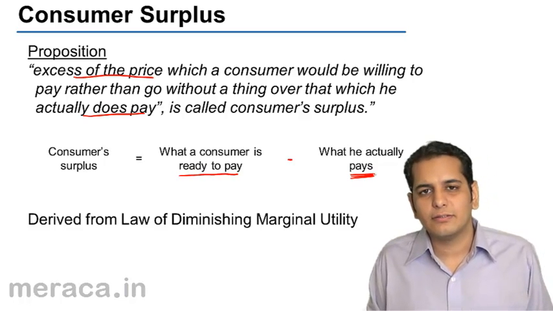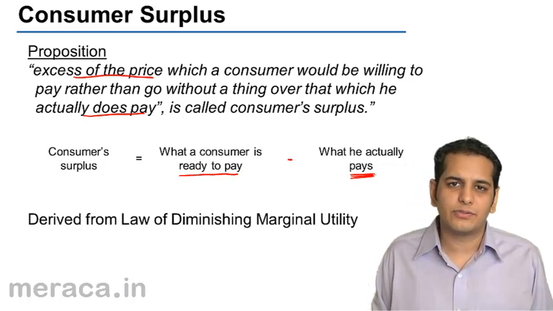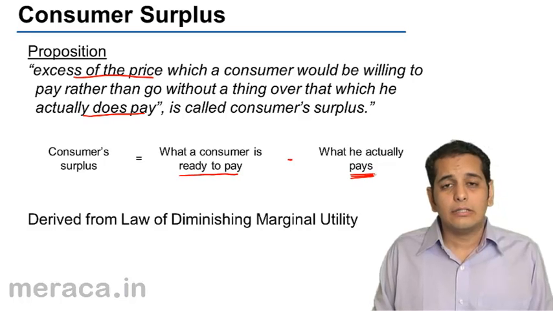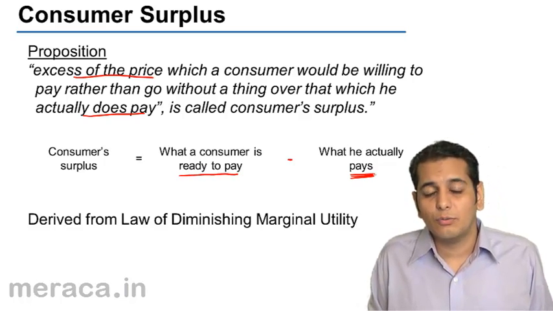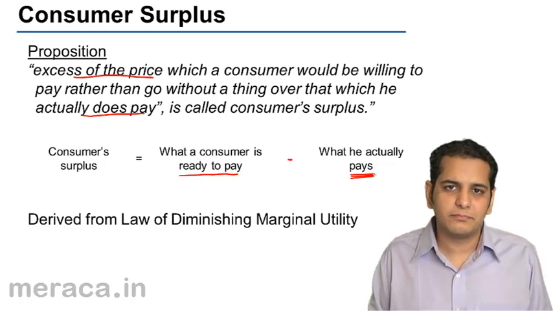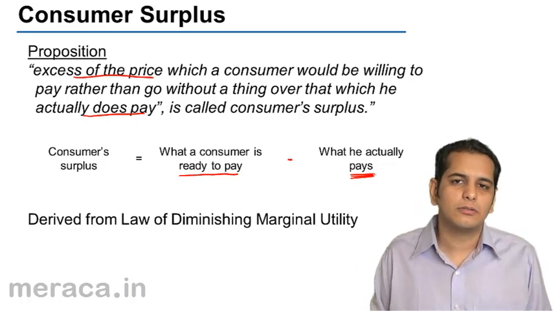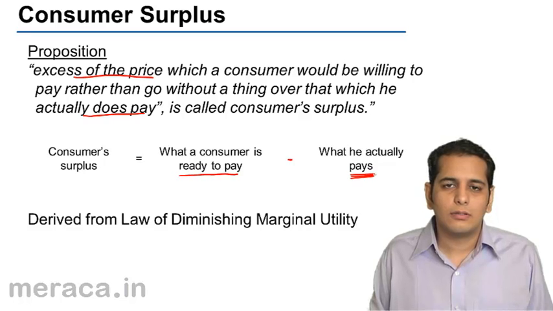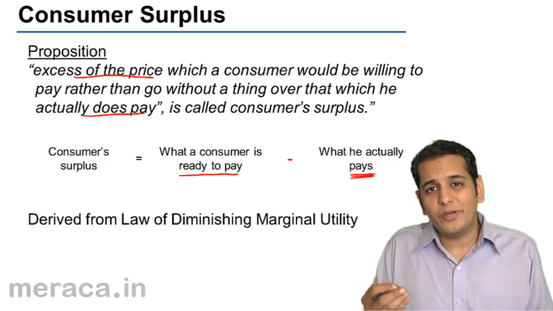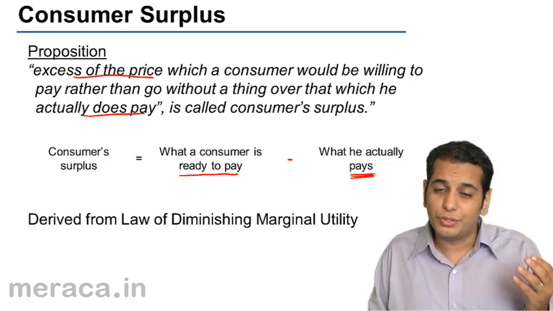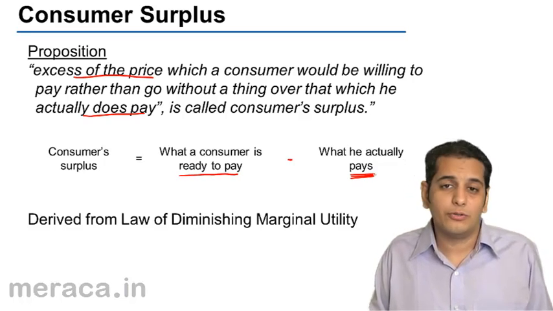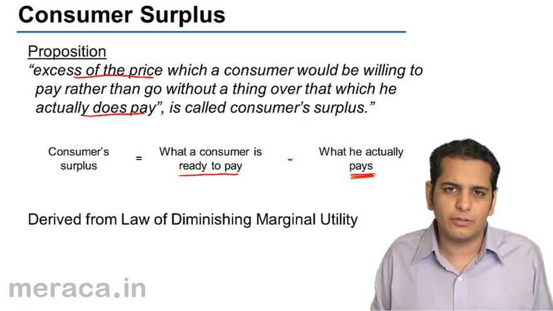Let's say you want an ice cream. It's a summer season. It's pretty hot out there. Wouldn't you like to have an ice cream? You surely would. So, when you want to have the ice cream, you may be ready to pay 30 rupees for it, or you may be ready to pay 50 rupees for it.